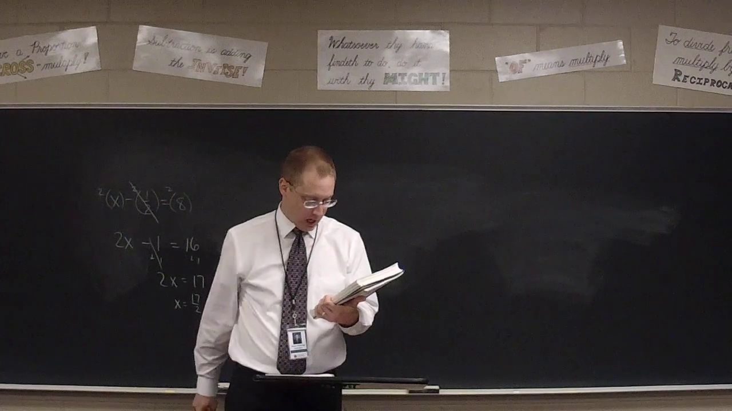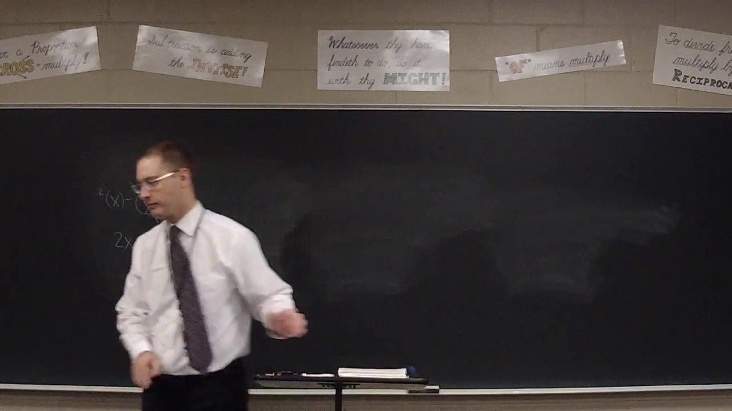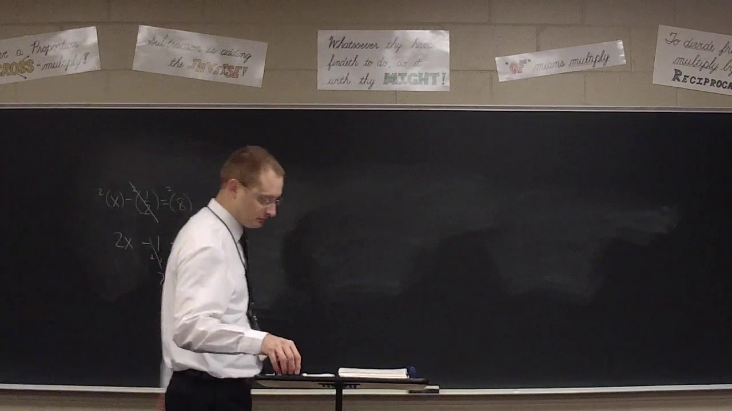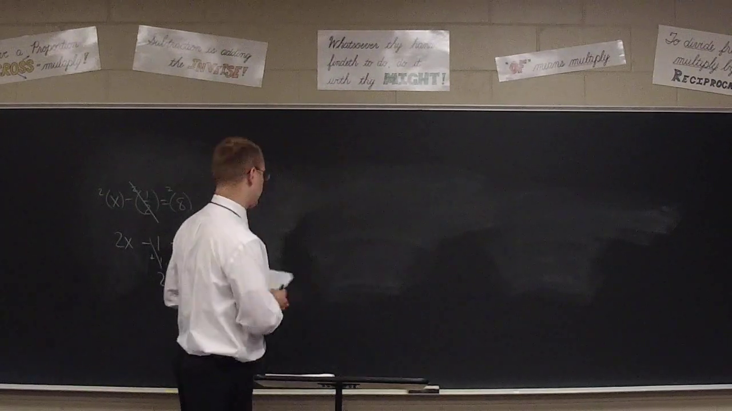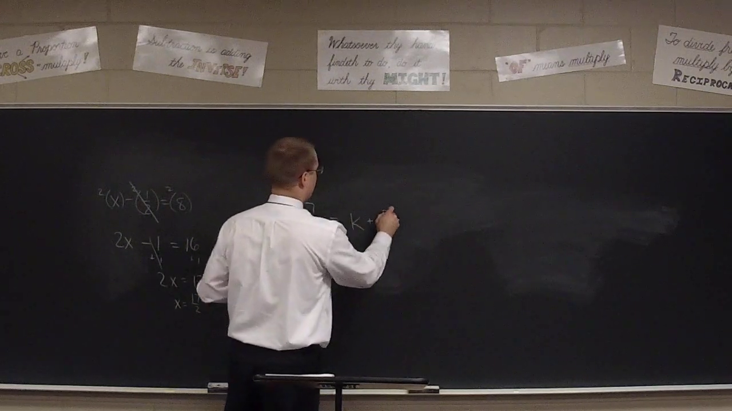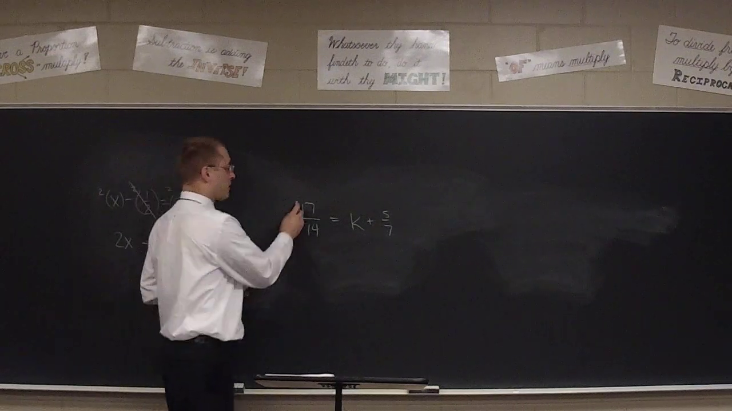Number 5. We got a problem right up front here. Maddie? We have a mixed number. Yeah, we have a mixed number. Mixed numbers and algebra just don't go together. So let's get rid of the mixed number right up front. 17 and 14. 17/14 is equal to k plus 5/7. What's the LCD this time, Maddie? 14. And we're going to multiply everything by 14.